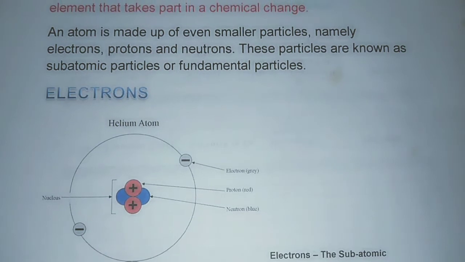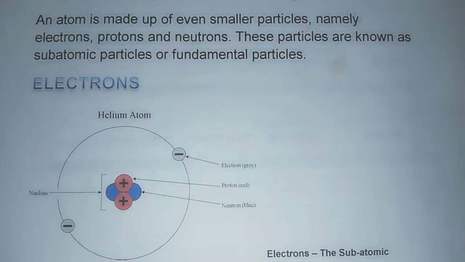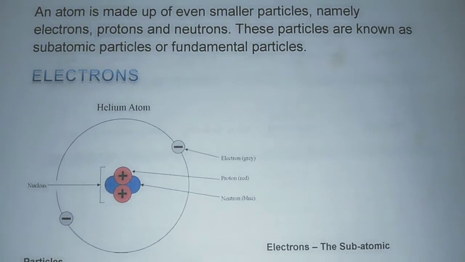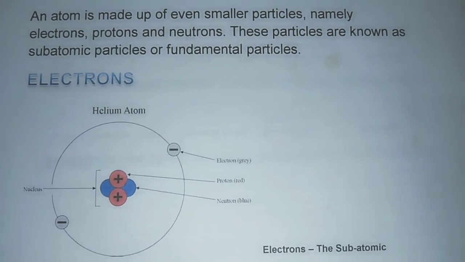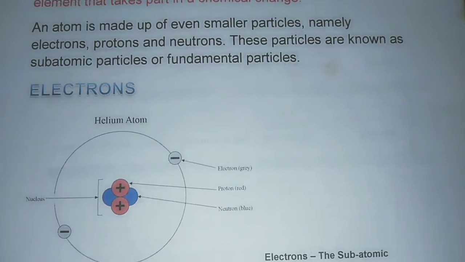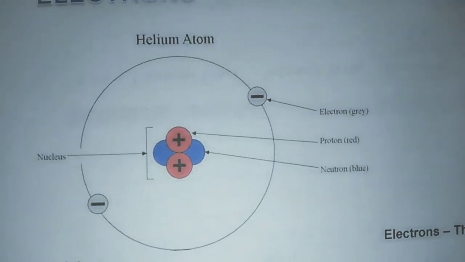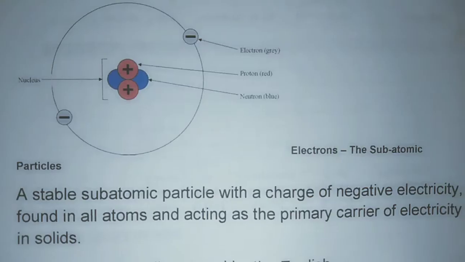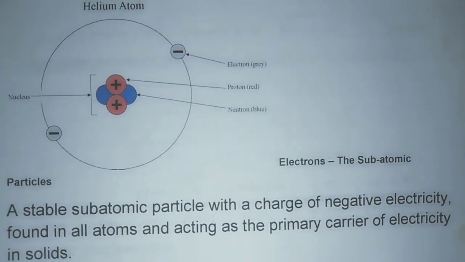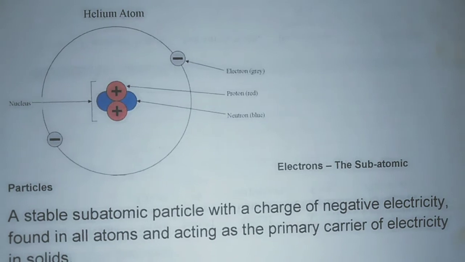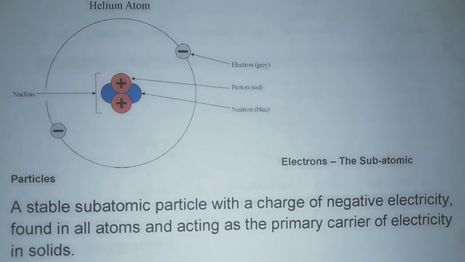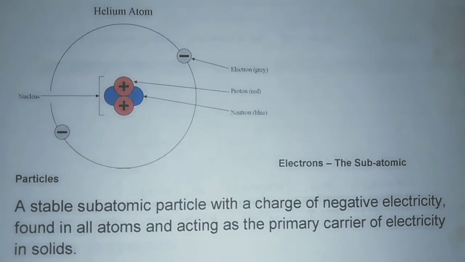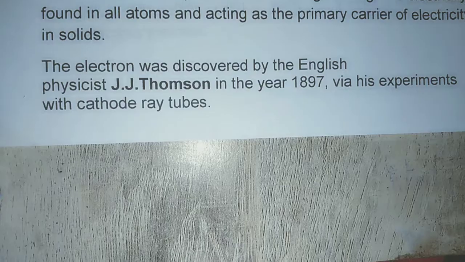An atom is made up of even smaller particles, namely electrons, protons, and neutrons. These particles are known as subatomic particles or fundamental particles. The electron is a stable subatomic particle with a negative charge, found in all atoms and acting as the primary carrier of electricity in solids.